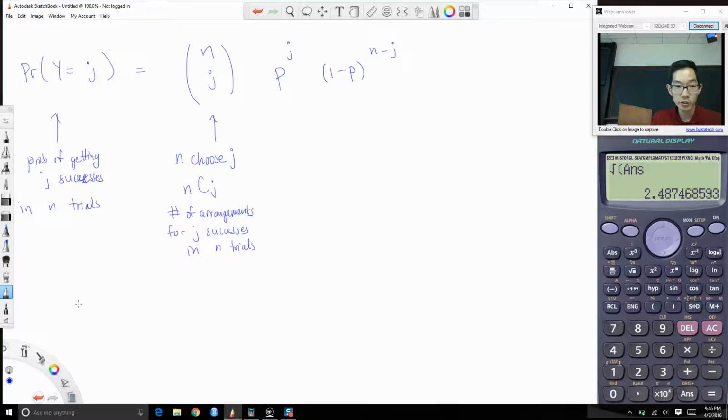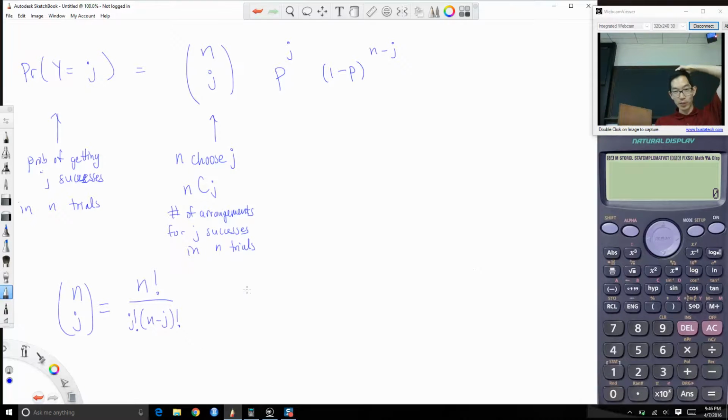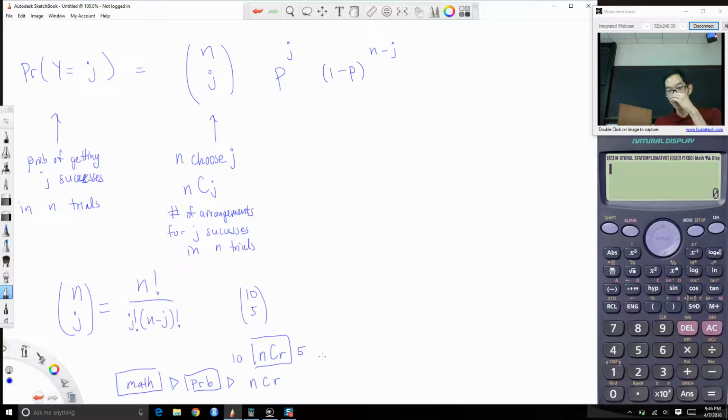So n choose j, the formula for this is this. I would just say your calculator probably has this button on there, and just use that. For example, if you were going to flip the coin 10 times and you want 5 heads, you would do 10 choose 5. On your calculator, you probably have an nCr button. Depending on your calculator, you might have to hit the math button or a probability button, or use the menus to go to probability and find nCr. Or you might just have the nCr button.